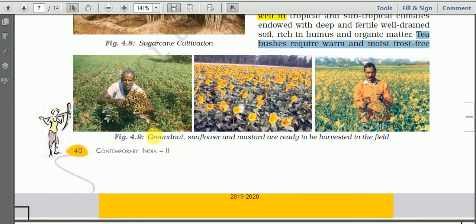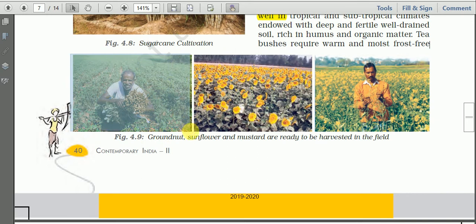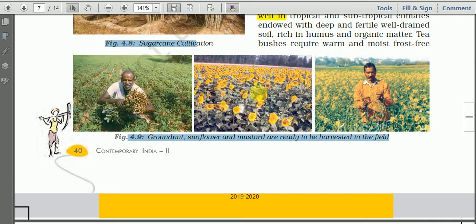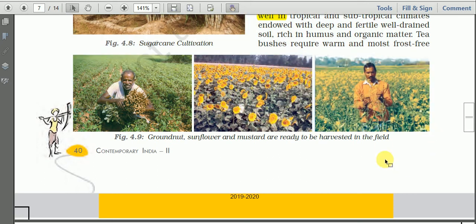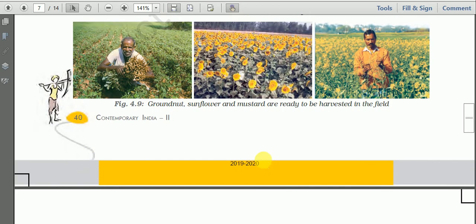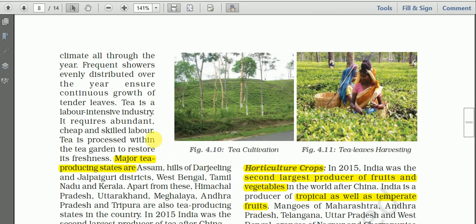And here we have some examples of these. This is groundnut, next is sunflower, and the last one is mustard. So let us continue about tea.